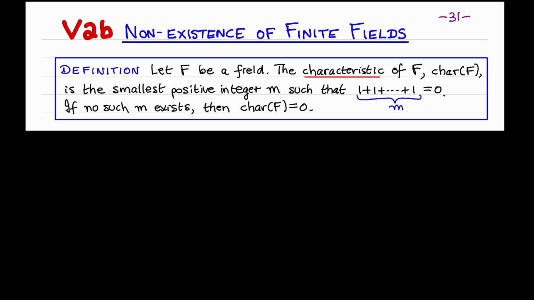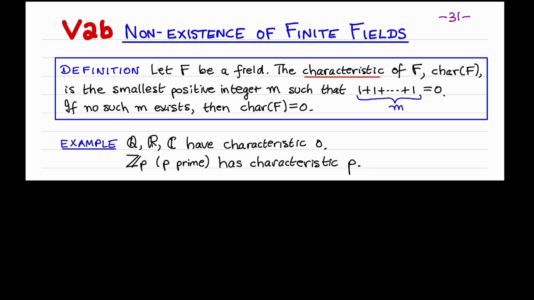Let F be a field. The characteristic of F, denoted by char F, is the smallest positive integer m, such that when you add 1 to itself m times, you get the additive identity element 0. Of course, such an m may not exist. If it doesn't, we'll define the characteristic of the field to be 0.